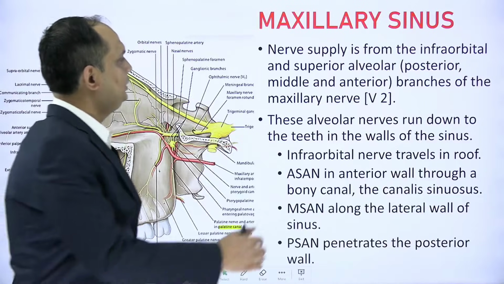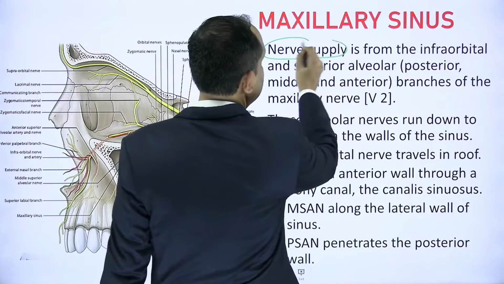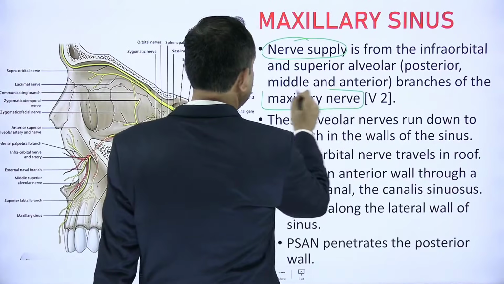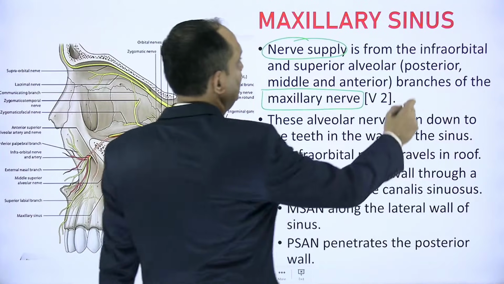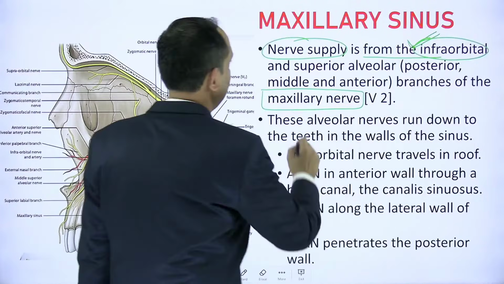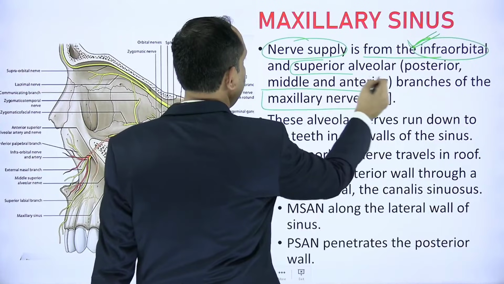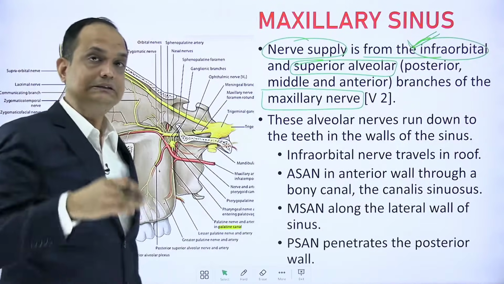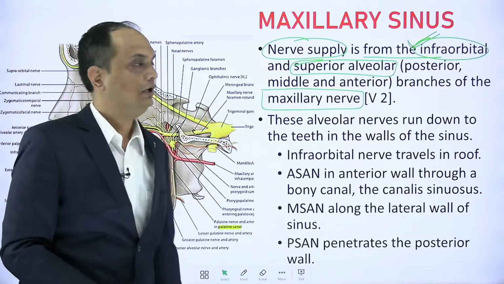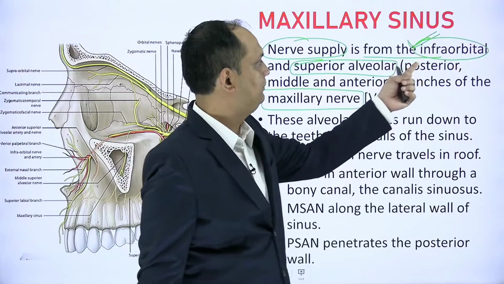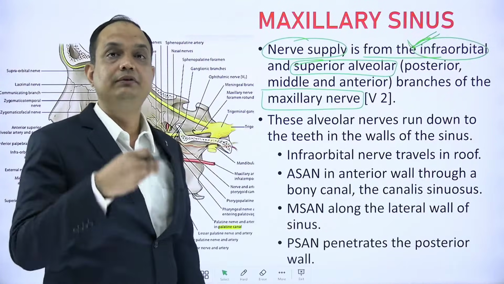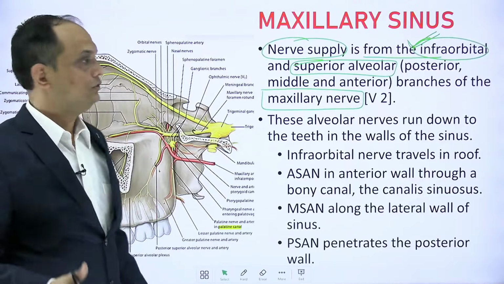Then what about the nerve supply? The nerve supply again comes from branches of the maxillary nerve, which is a branch of the trigeminal. Here the nerve supply comes from the infraorbital nerve and the superior alveolar nerves. There are three superior alveolar nerves: anterior, middle and posterior superior alveolar. So all these four nerves, the infraorbital and the three superior alveolar nerves, are related to one of its walls. So how are they related?